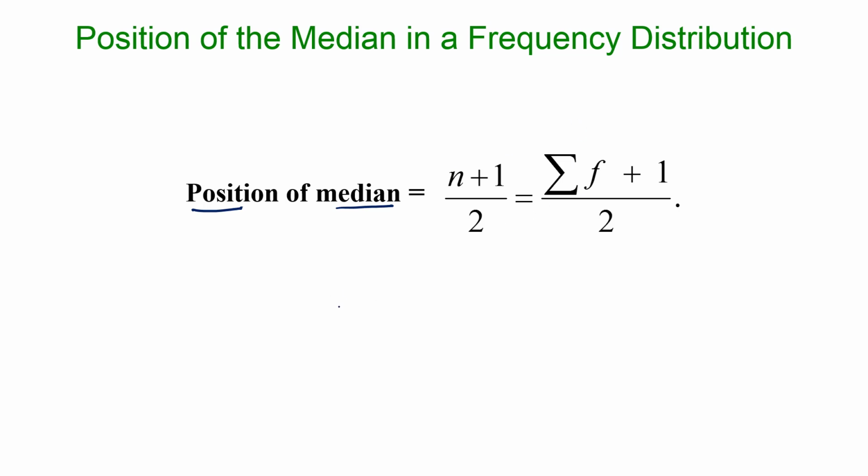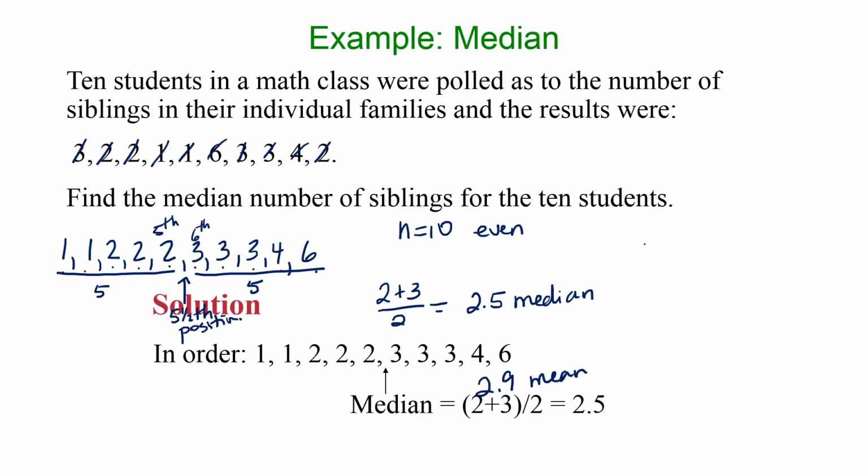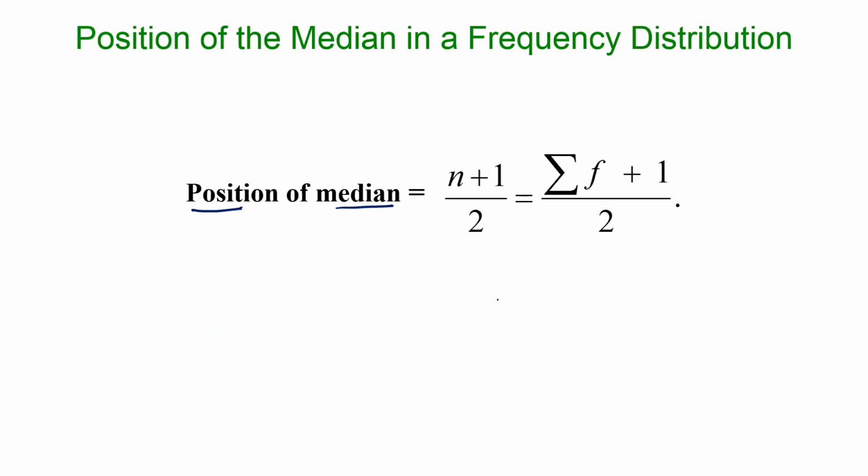So for example, in our last example, let's go back. If I find n plus 1 over 2, what is that going to be? That is 10 plus 1 over 2, right? The number of pieces of data is 10. 10 plus 1 is 11 over 2, which is 5.5. This is the position of the median. What does the 5.5 position really mean? It's between the 5th and the 6th position. That's all that means, okay? So when you need to find the position of the median, you take the number of data values, add 1, and divide it by 2, and you get the position of the median.